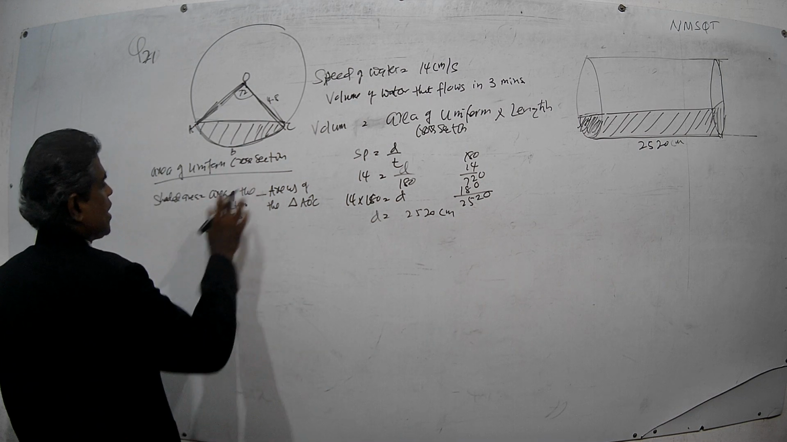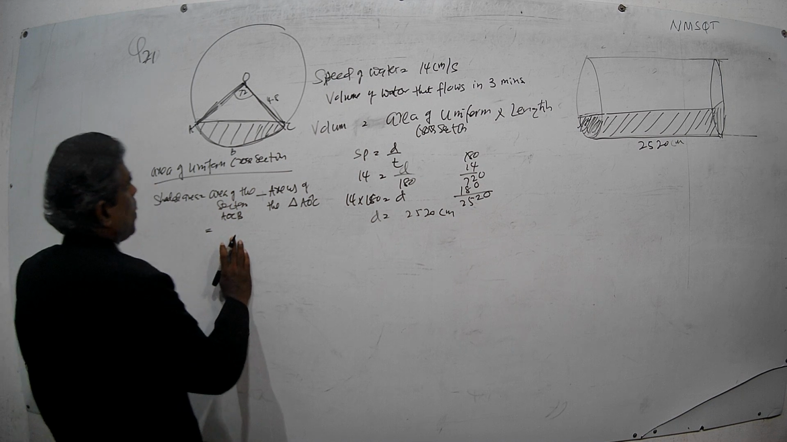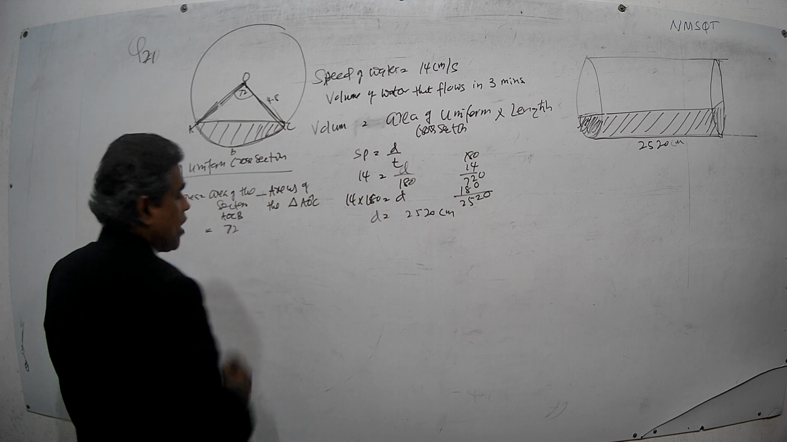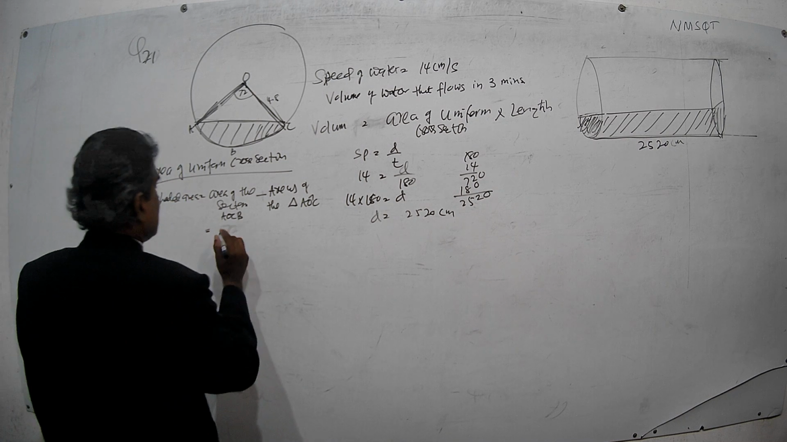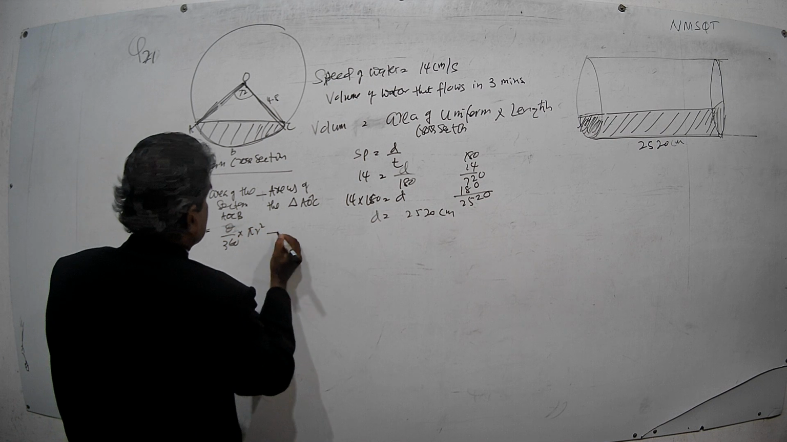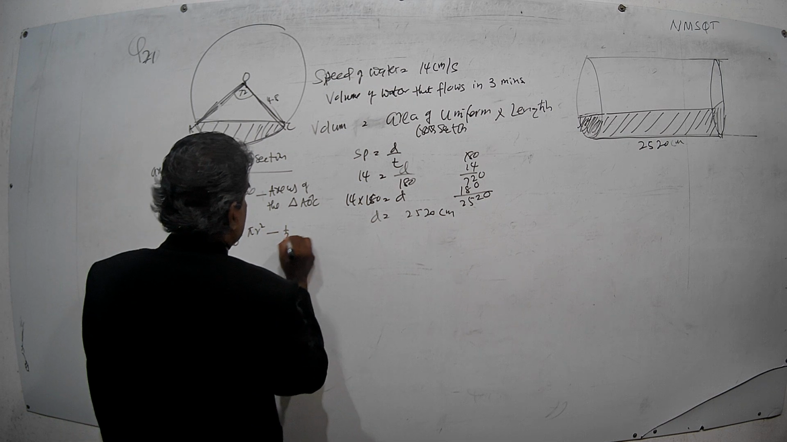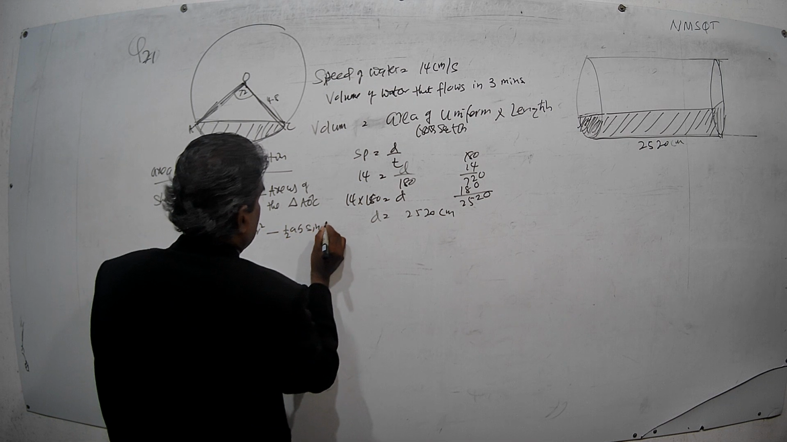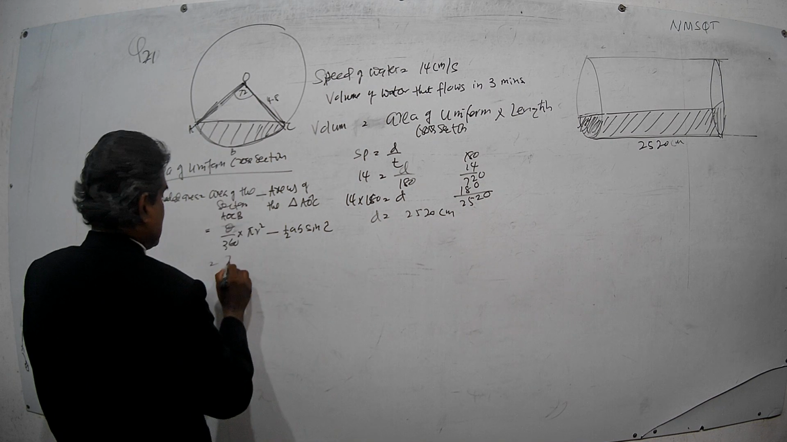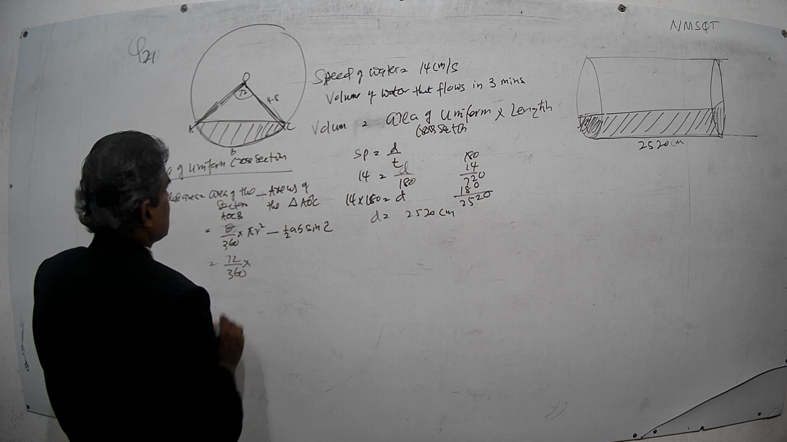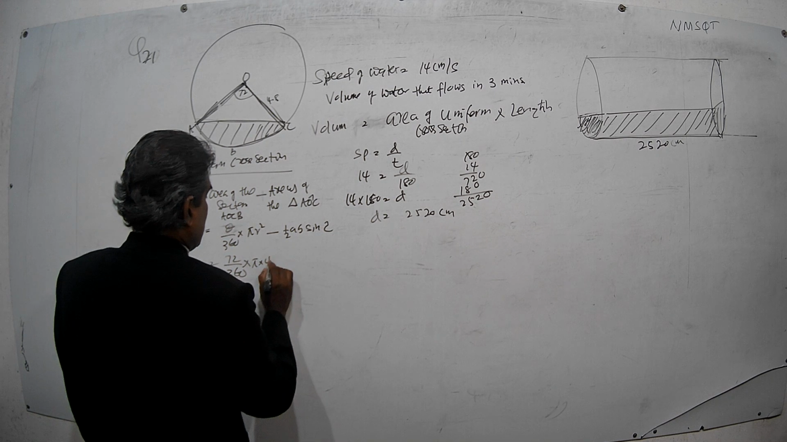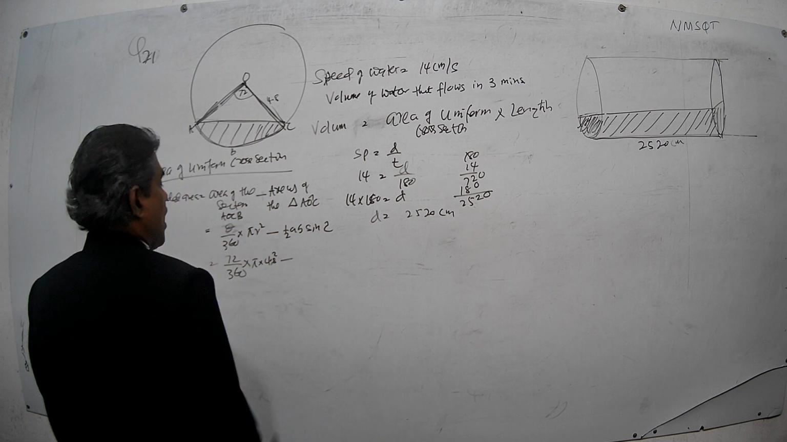Then you can write this area of the sector AOC. The area of the sector is theta over 360 into pi r squared, minus half AB sine C. Theta is the angle at the center, that is 72. So 72 over 360 into pi into r squared, where r is 4.8. 4.8 squared. Then minus half.